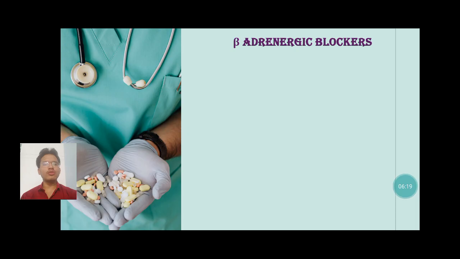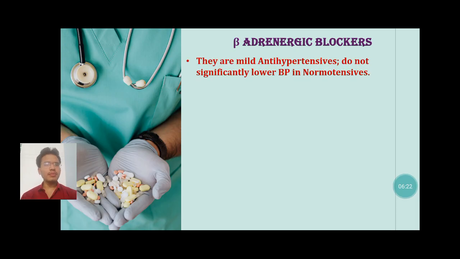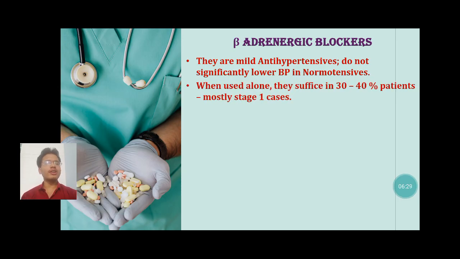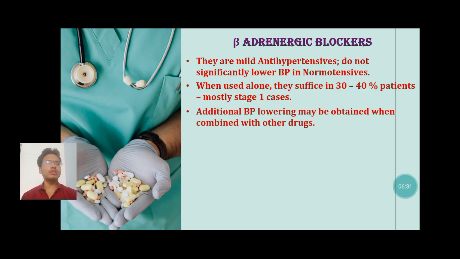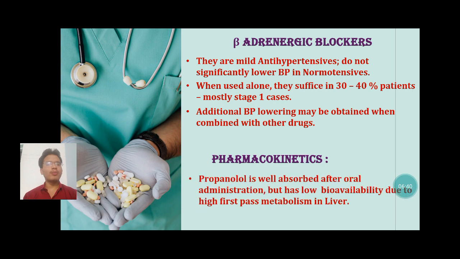The fifth class is of beta-adrenergic blockers. They are mild antihypertensives, do not significantly lower BP in normotensives. When used alone, they suffice in 30 to 40% patients, mostly stage 1 cases. Additional BP lowering may be obtained when combined with other drugs. Now let's see the pharmacokinetics. Propranolol is well absorbed after oral administration, but has low bioavailability due to first pass metabolism in liver. Oral to parenteral dose ratio of 40:1 is found.